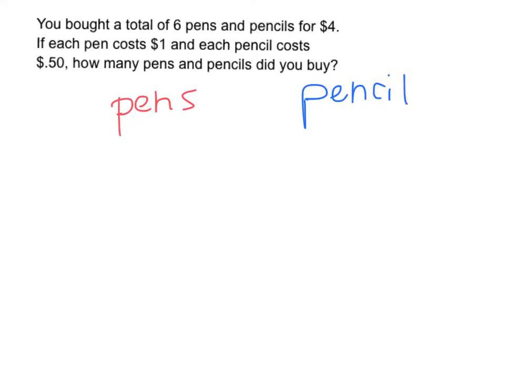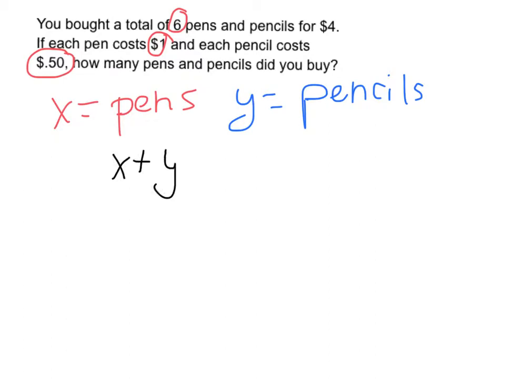I noticed that it says we bought a total of 6 pens and pencils, so that's a total number of everything. I know that pens cost $1 and pencils cost 50 cents. So technically, I could say x is my pens and y is my pencils. Right off the bat, you bought a total of 6 pens and pencils. Well, there's an equation in and of itself: x plus y equals 6. This is based on the count of how many you have. That's what the first sentence is. So there's one equation right there: x plus y equals 6.